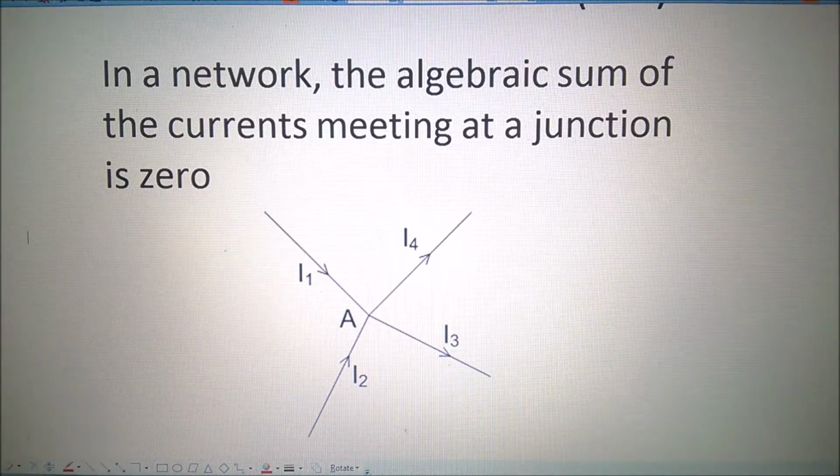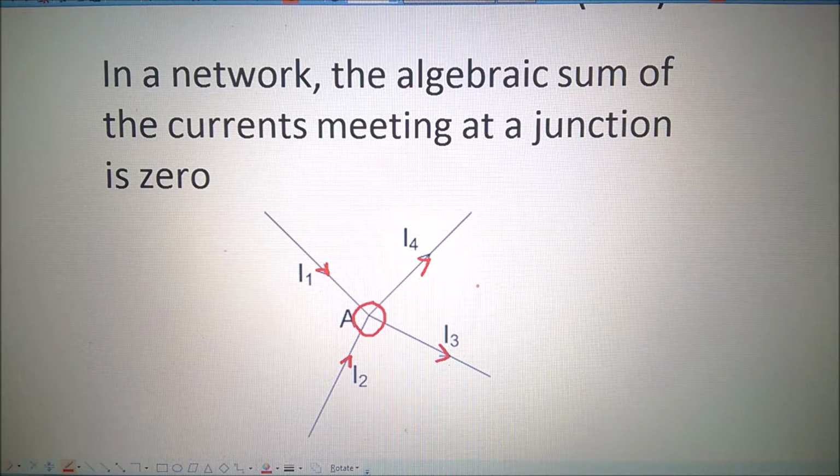Now let us consider there are 4 branches meeting at a junction A. This is the junction A. In the first branch, the current I1 is flowing, coming to the junction, and I2 is also incoming to the junction, and I3 is outgoing from the junction, and I4 is outgoing from the junction.